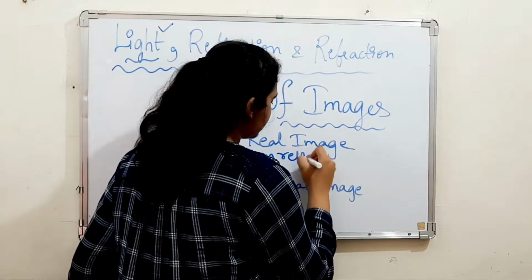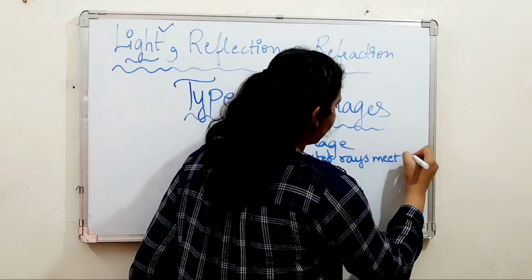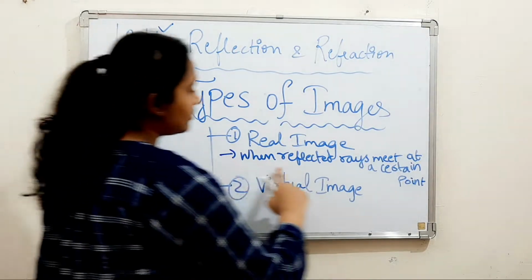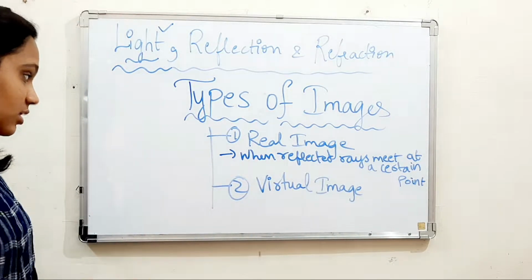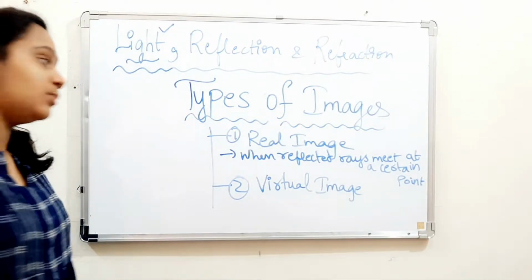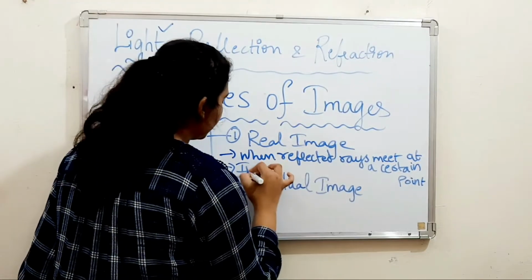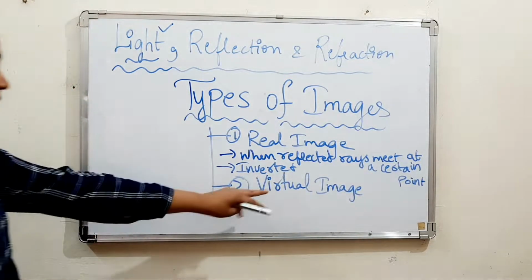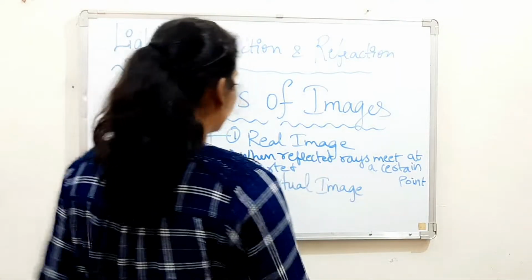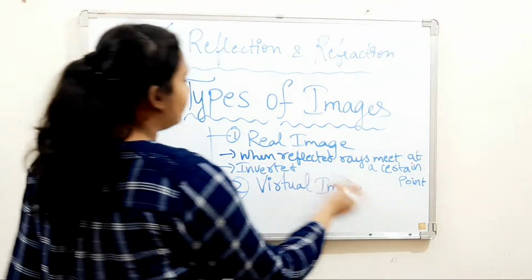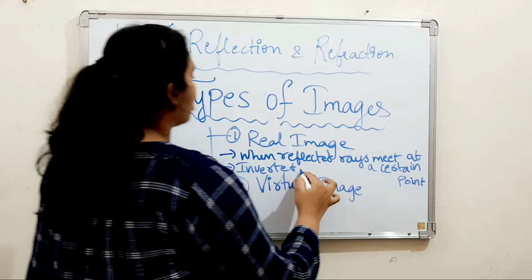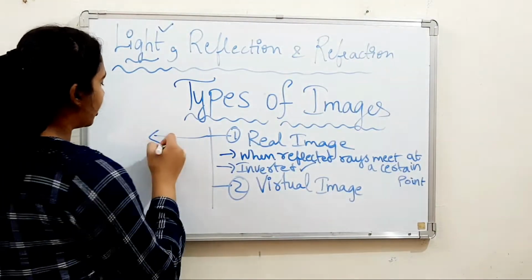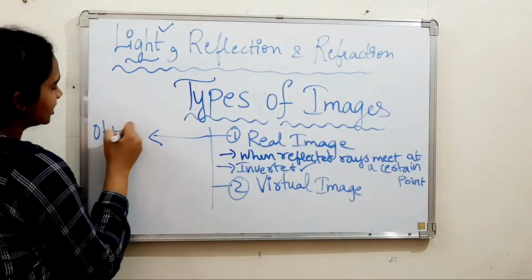When reflected rays meet at a certain point, and as these reflected rays are meeting at a certain point, the image formed will be inverted. So you may ask a doubt, why is this image formed inverted? Why is real image inverted? This is because when the reflected rays meet at a certain point, the outcome of the image will be inverted, and this image, this is very very important, can be obtained on a screen.